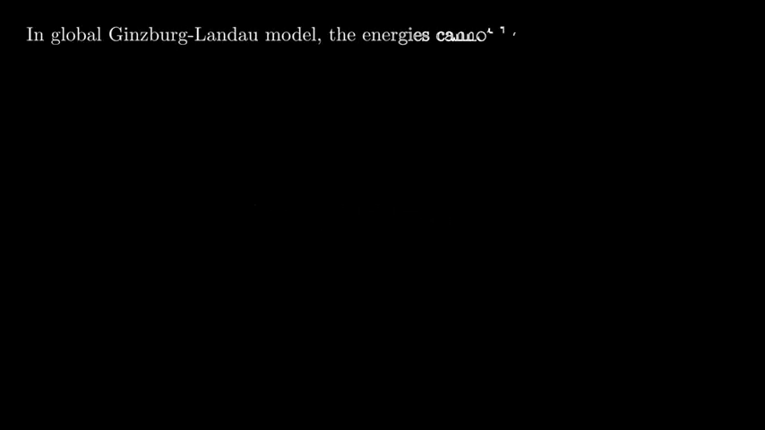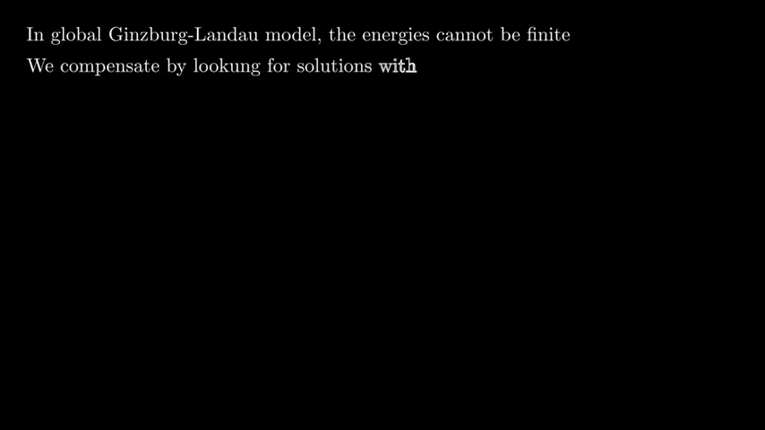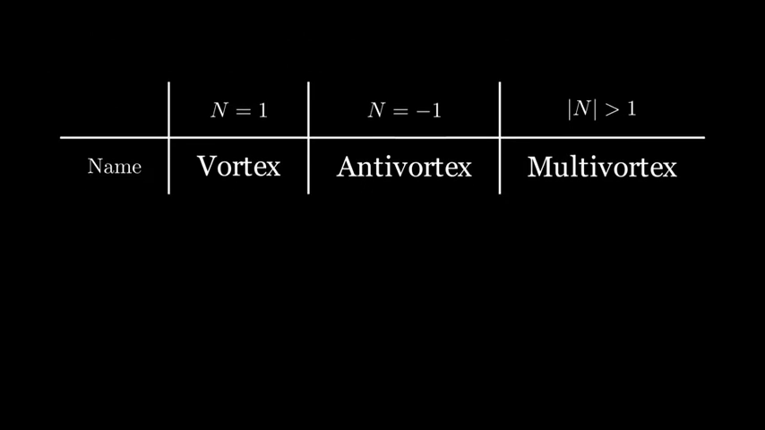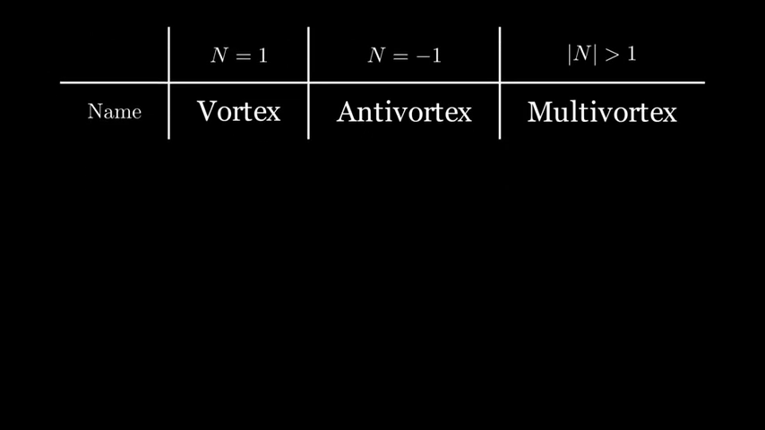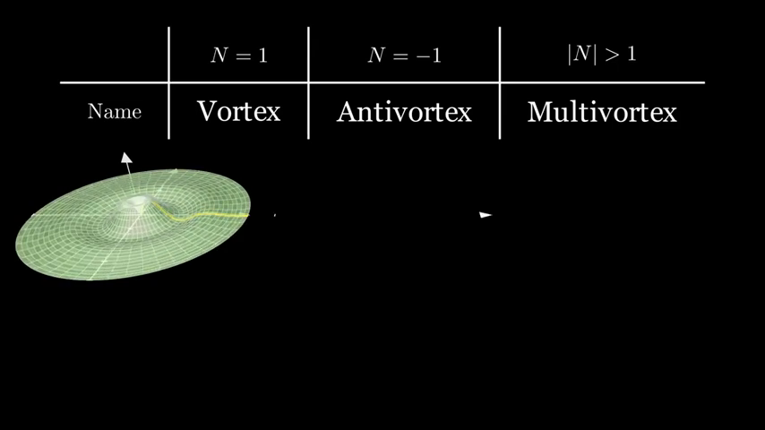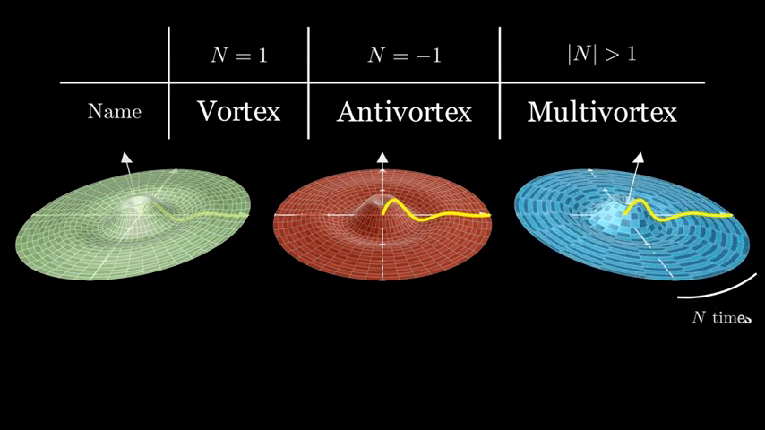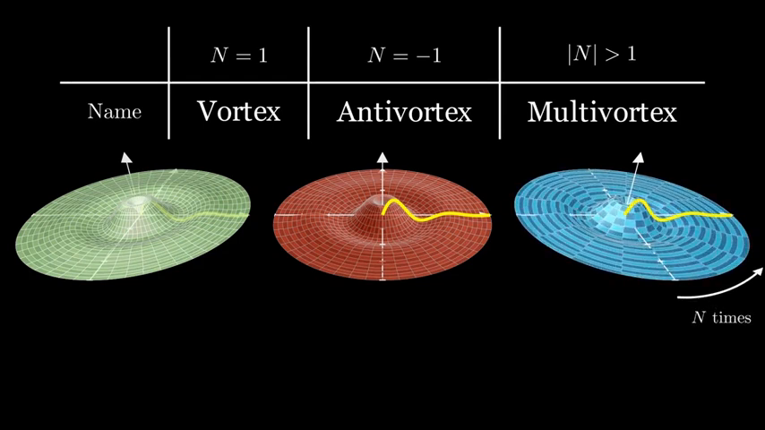In the Ginzburg-Landau model, the energies sadly cannot be finite. We compensate by looking for solutions with logarithmically divergent energies. We classify these solutions depending on a property of theirs called their winding number, which is the number of times the solutions go round the z-axis before returning to themselves. If n equals 1, we call the solution a vortex. If n equals -1, we call the solution an anti-vortex. And if the magnitude of n is greater than 1, we call the solution a multivortex.